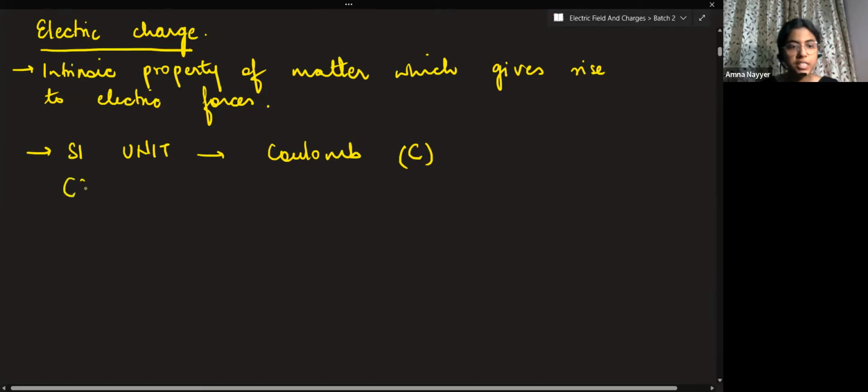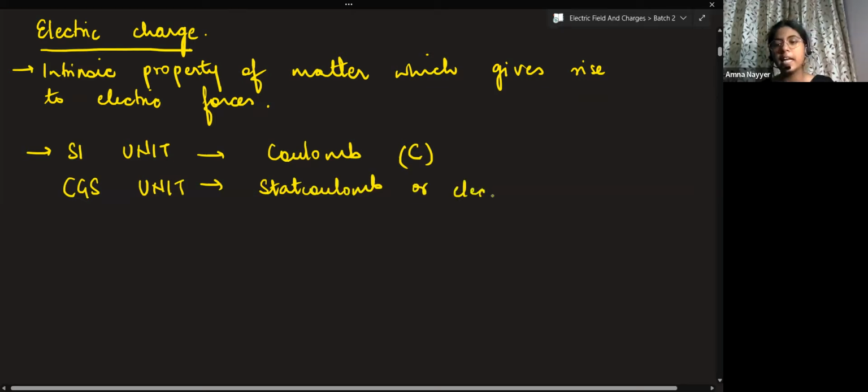Then we have the CGS unit. The CGS unit is the stat coulomb, or sometimes it is also written as the electrostatic unit, mainly represented through ESU. So coulomb becomes the SI unit of electric charge, and for the CGS unit you can use the electrostatic unit, ESU.